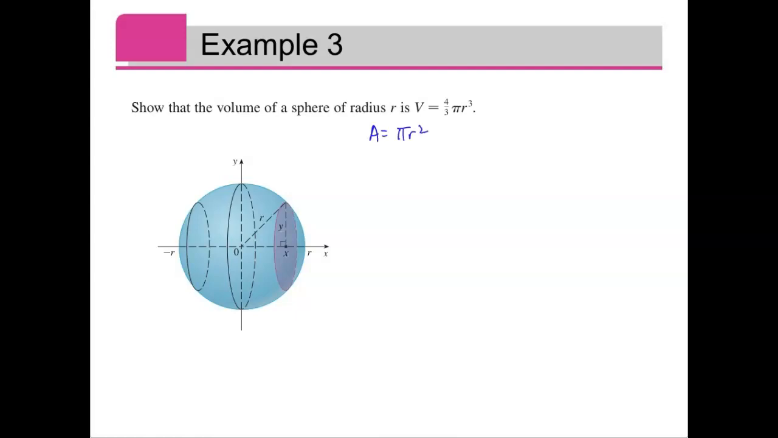Now, the radius of that cross section, that's not the same as this radius, right? The radius of my cross section is actually that y value, right here. So it's actually A equals pi y squared. But because I'm going to want to integrate across the x-axis, I need my area as a function of x. Well, the radius depends on this function here, right? What is the equation of that function?